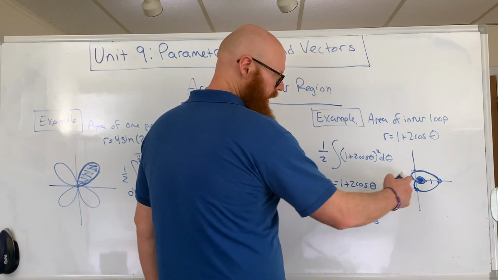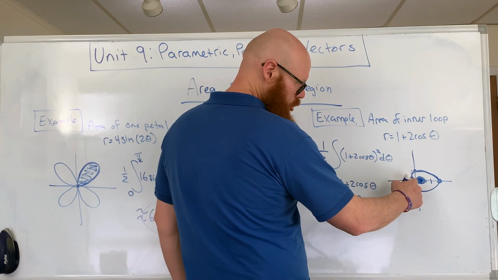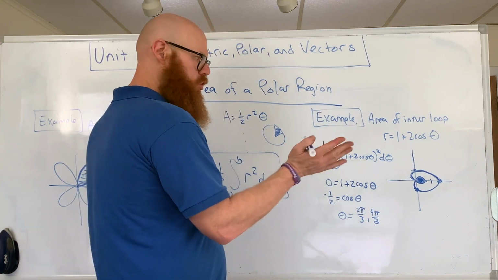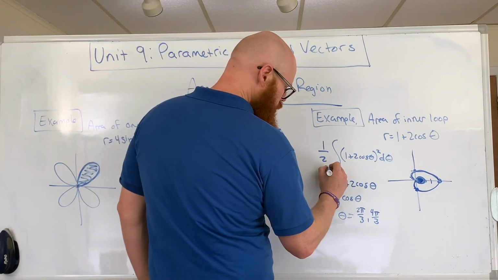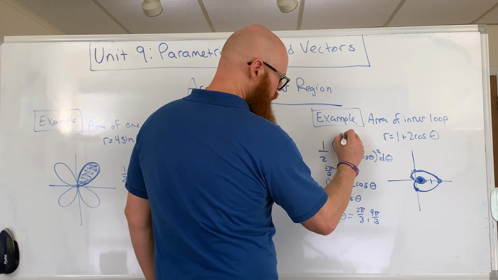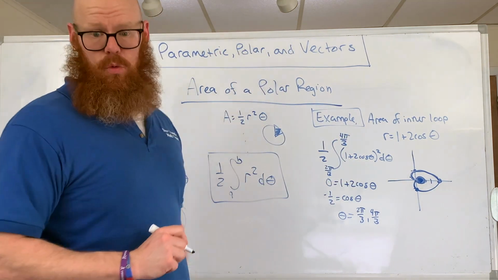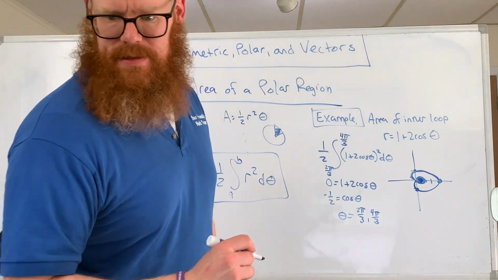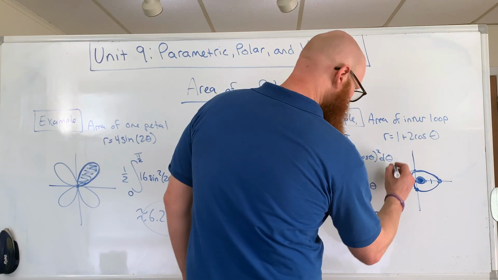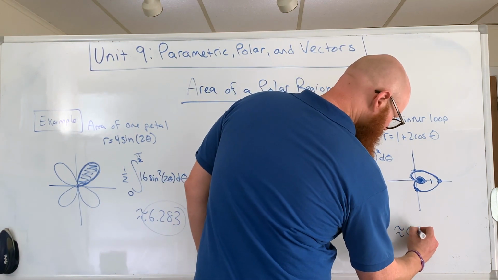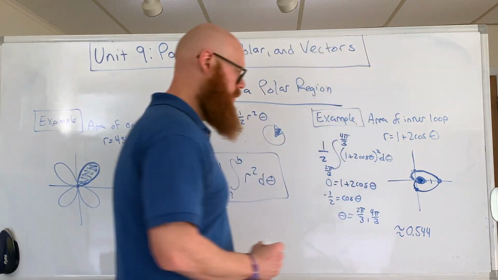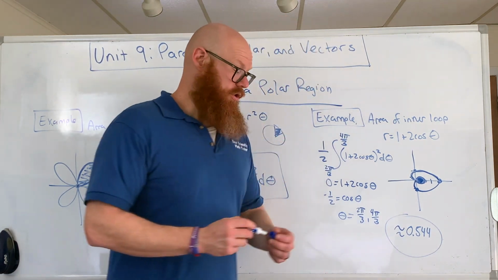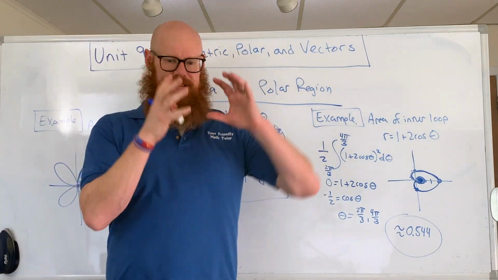So it hits here at pi over 2, and then it hits here at 2 pi over 3, goes to pi, then at 4 pi over 3 it goes there again. So we're sweeping out this area between 2 pi over 3 and 4 pi over 3. And again, that was one I just did in the calculator, and I got 0.544. I'll put it down here. So that is how you find the area of just a single region.